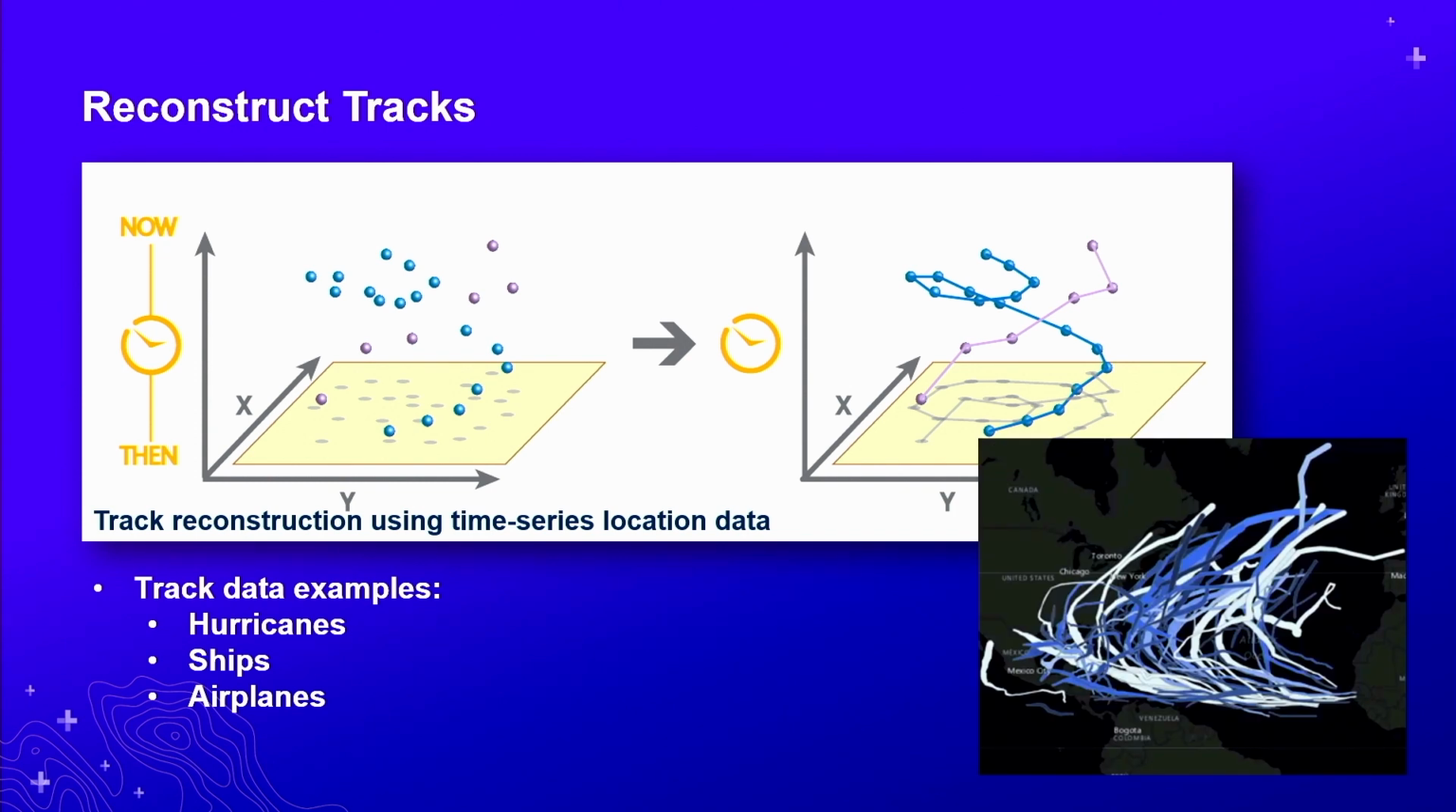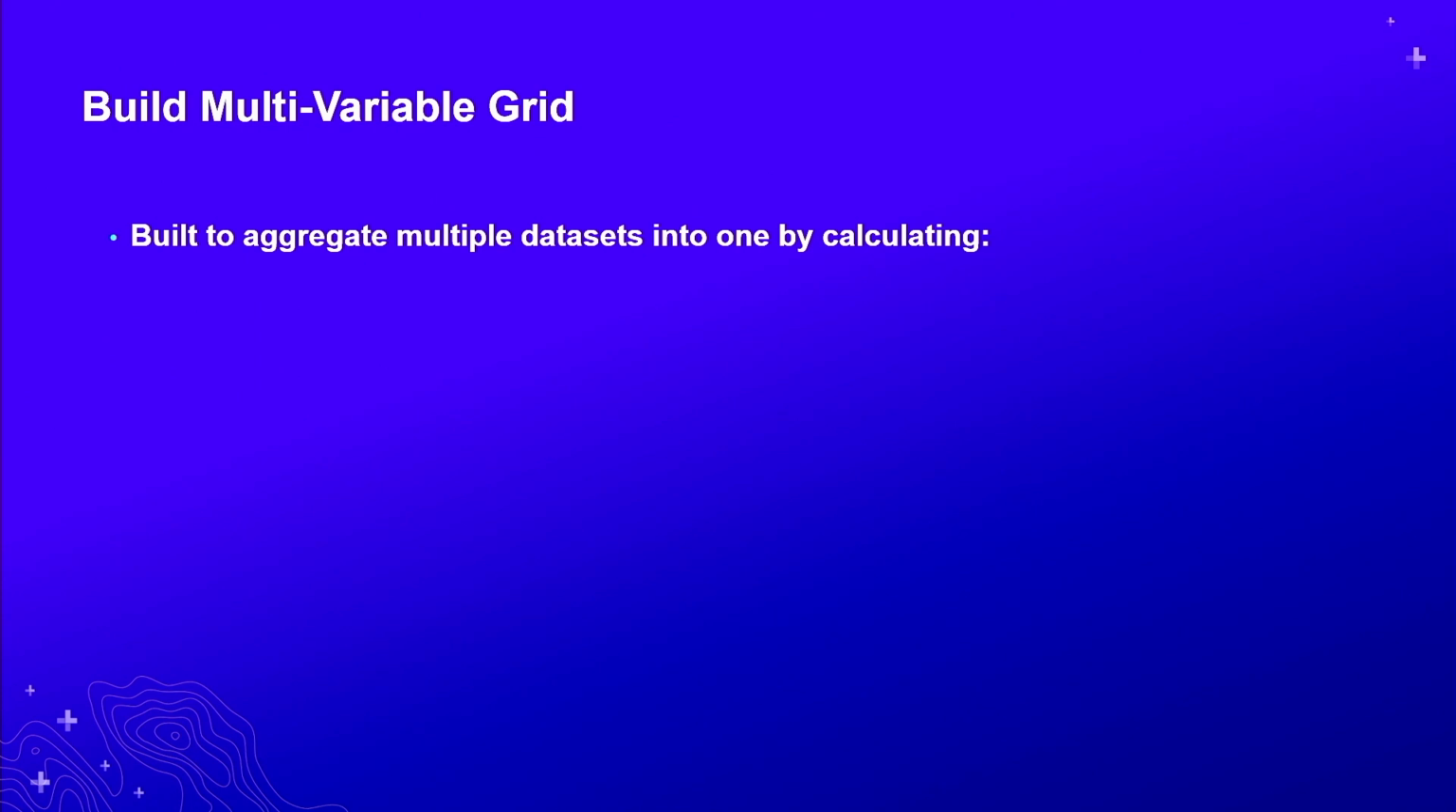A tool that's unique to GeoAnalytics Server and is not yet available in Pro is the Build Multivariable Grid tool. So you can aggregate multiple data sets into one. This is really powerful when you have all of these disparate data sets. You have a bunch of parks and you have some fire hydrants, and they're all over the place, and you want one data set to represent all of those.